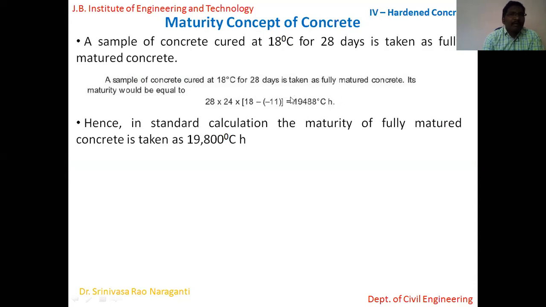This is the actual maturity of concrete. But then it was found that hydration of the concrete does not stop exactly at minus 11 degrees centigrade, but it may be minus 11 point something, like 11.5 or 11.4. So that's why the maturity of concrete is taken as 19,800 degree centigrade hour. It's not exactly 19,488, but we take it as 19,800 degree hour. This is how we take the maturity of the concrete. Maturity is defined as concrete cured at 18 degrees centigrade for 28 days. When it is cured for 28 days at 18 degrees centigrade, we call it fully matured concrete.